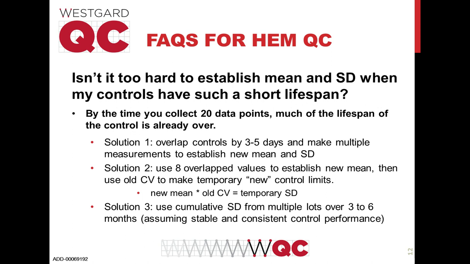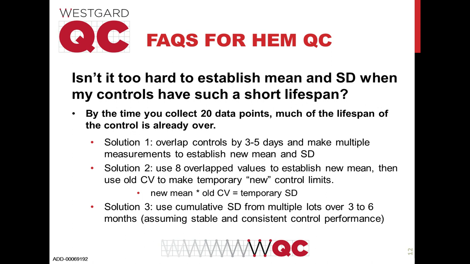And there are a couple different solutions. Some are better than others. Probably the least effort is to overlap your controls between the new lot and the old lot by a short period of time, making multiple measurements. You'll be able to establish a new mean. You'll get a new SD. The downside is that over a short period of time, that SD is not as reliable. It probably will be overly optimistic. So these other solutions are what we would prefer.